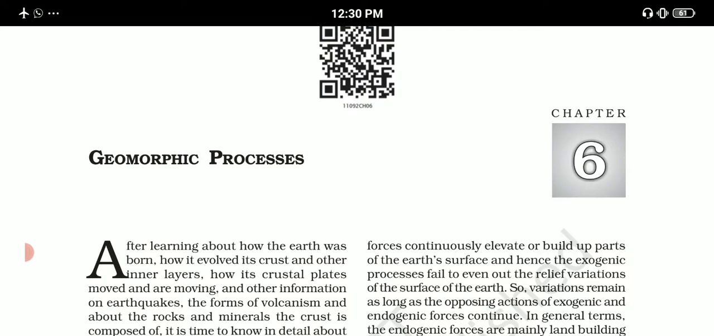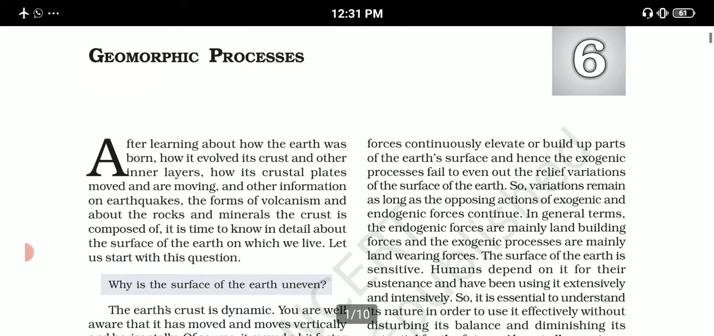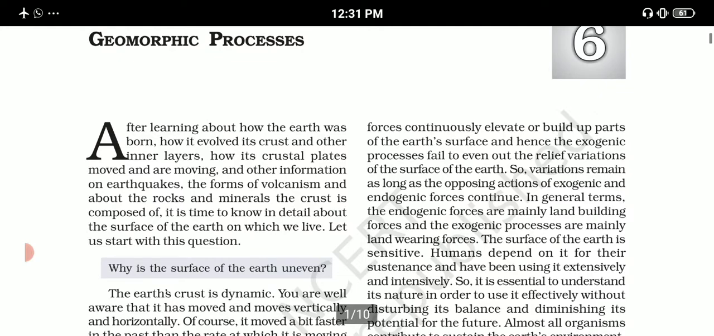Many of the things you already learned about the earth, the different layers of the earth like crust, mantle and core, and you also read about the plates, the movements, the information related to earthquakes and volcanoes, rocks and minerals. Now in this chapter we read in detail about the surface of the earth where we live.